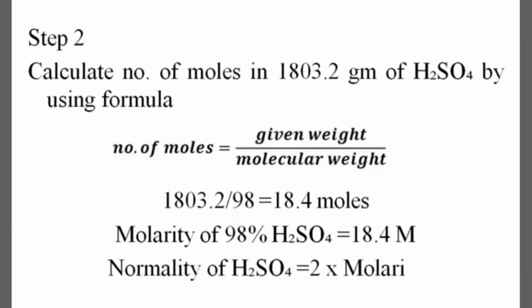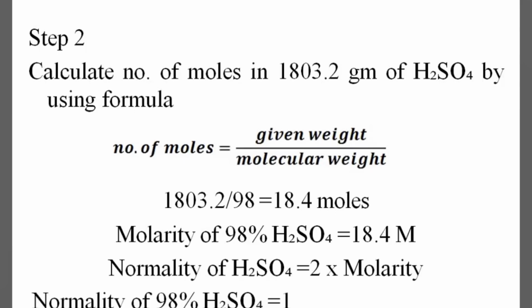And the normality of H2SO4 is generally 2 times its molarity. You can learn this. If you take any H2SO4 solution, its normality will be double its molarity. Suppose you have a 1 molar solution of H2SO4, then its normality will be 2 normal. Right? Let's calculate for the normal solution. Normality of 98% H2SO4 is equal to double its molarity, meaning 36.8 normal approximately.